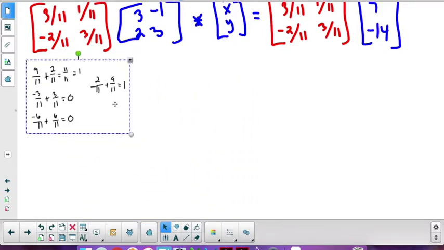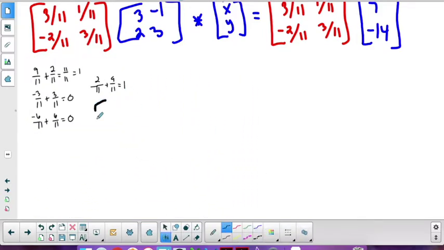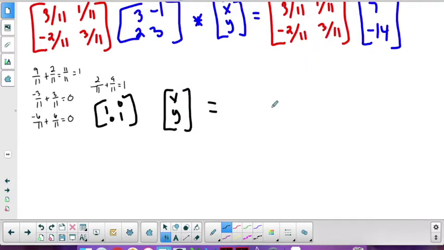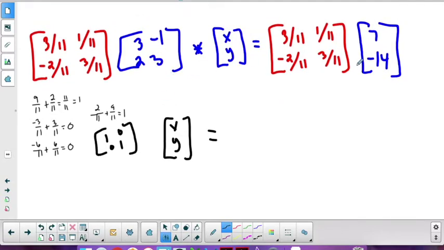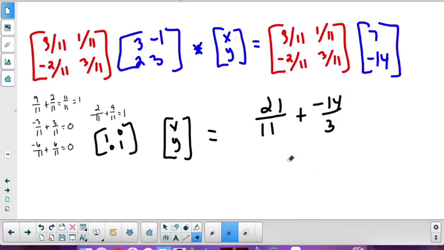Since we just know it cancels everything out, we have 1, 0, 0, 1. So now all we have over here is just x and y. If I multiply the right side, which is the inverse times the answer matrix, I'm going to get the actual solution to my problem. So let's try it. 3 over 11 times 7, that's 21 over 11, plus 1 over 11 times negative 14, so that's negative 14 over 11, over 11, not over 3.